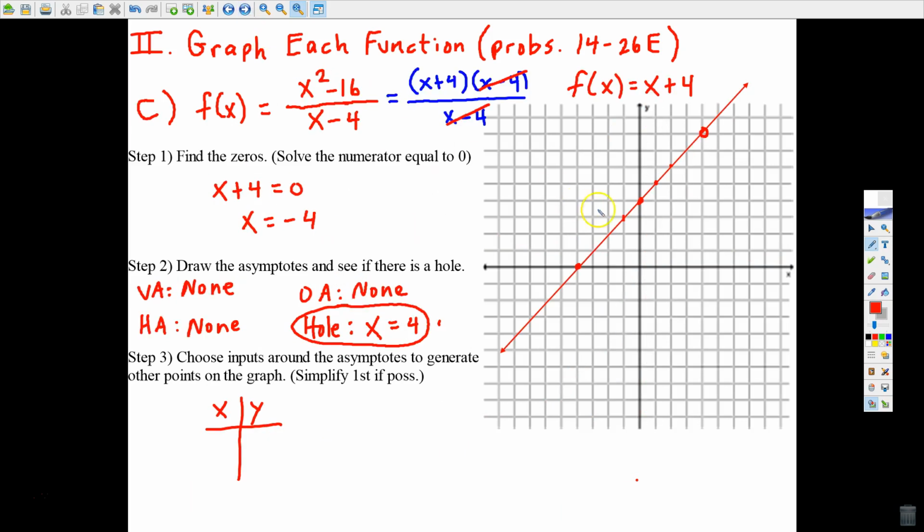Okay, so you might want to double check and make sure you have everything. You always want to, if you identify a hole, make sure you actually show it on your graph. And there's no need for a set of ordered pairs in this case because we just graphed a line using the y-intercept and the slope.